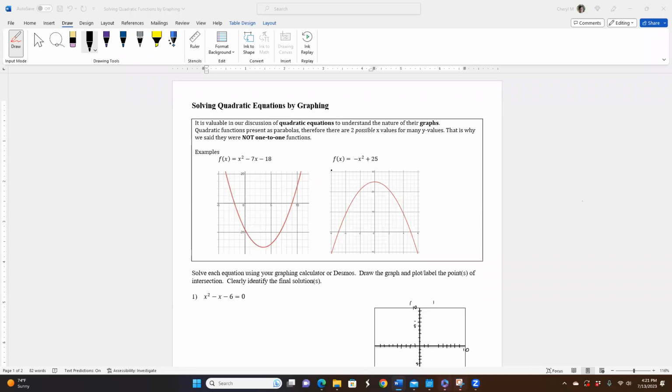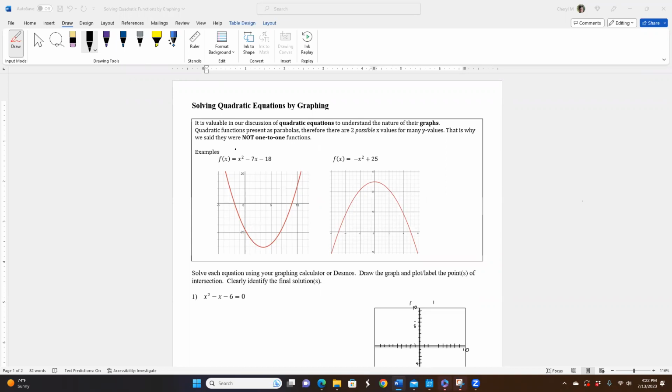In this video, we are going to look at what it's like to solve quadratic equations by graphing. Now, many of you have done units on graphing and have probably solved quadratic equations by graphing, but it's valuable here so that we know what our solutions represent on the graph. Here, if we have the function f of x equals x squared minus 7x minus 18, our graph presents as a parabola, which is not 1 to 1.